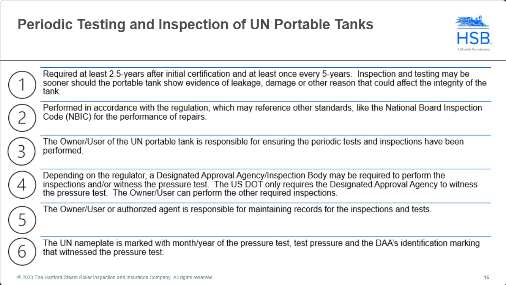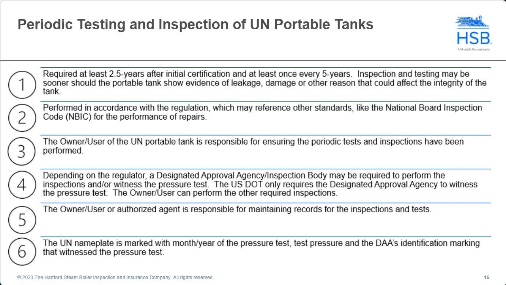The inspection is performed in accordance with the regulations, which may reference other standards such as the National Board Inspection Code. Also, the owner user is responsible for ensuring that they get done. Depending on the regulator, the designated approval agency or the inspection body may be required to perform the inspections or witness the pressure test. In the U.S., the DOT only requires the designated approval agency to witness the pressure test. The owner user can perform those required inspections, but you'll need to have somebody like HSB come in and witness the pressure test. The owner user or authorized agent is responsible for maintaining the records for the inspection and test.